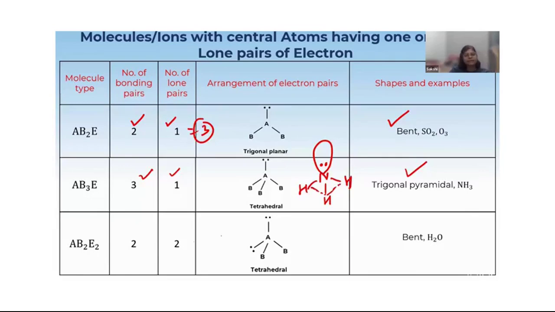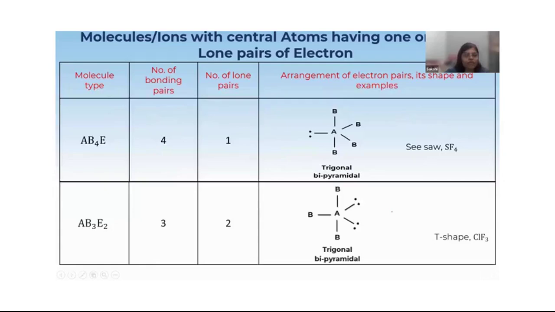Next, again, there are 2 bond pairs and 2 lone pairs, like the H2O molecule, as I told you. As we have already discussed, the geometry of this is tetrahedral, but for shape you hide the lone pairs. You don't see the lone pairs, so you see the shape. The shape is bent, right? Okay.